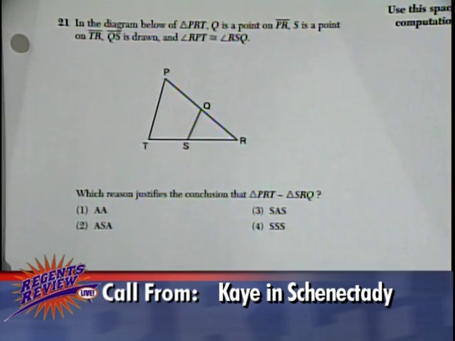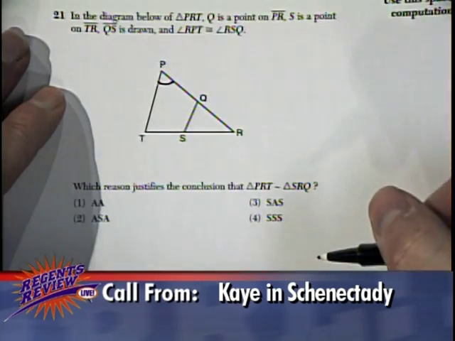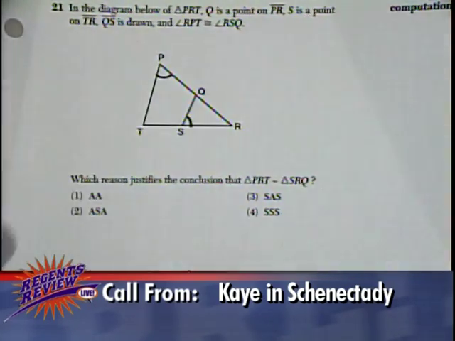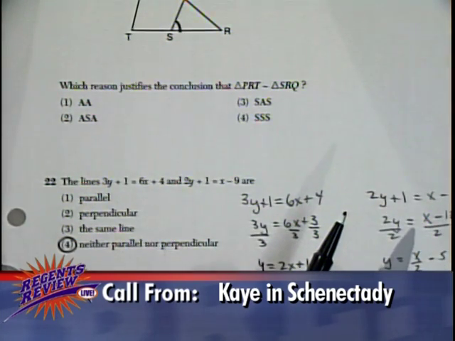Okay, number 21 reads, in the diagram below, triangle PRT, Q is a point on PR, S is a point on TR, and QS is drawn. And we also know that angle RPT is congruent to angle RSQ. Once you're given something like that, what I recommend is mark it on your diagram right away. So right away, I have a pair of angles that are congruent in the triangles. And the question asks, which reason justifies the conclusion that triangle PRT is similar to triangle SRQ?